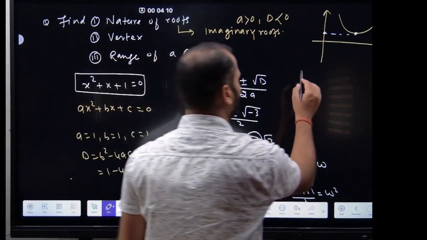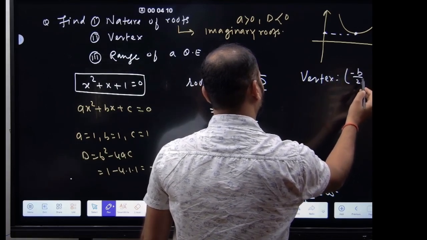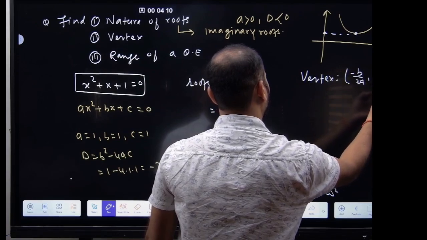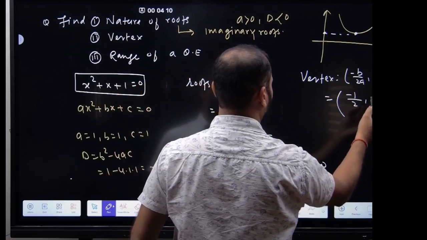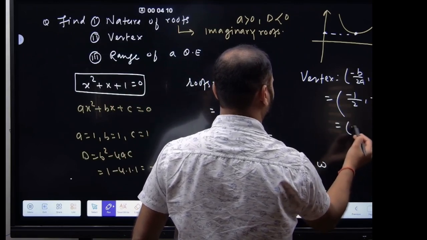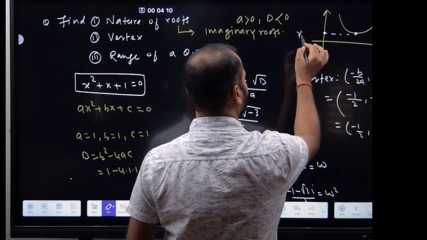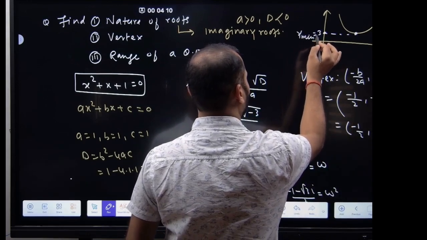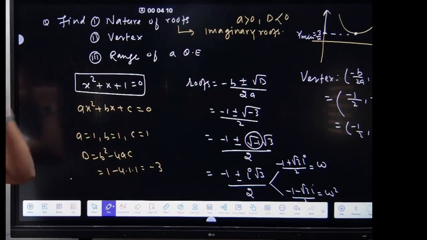Now, how to write the vertex? Vertex will be minus b by 2a comma minus D by 4a. So, how much is it? Minus b, minus 1 by 2, comma minus of minus 3 divided by 4. That is minus 1 comma 3 by 4. The minimum value of y is 3 by 4. All the positive side is the answer. So, the range is 3 by 4 to plus infinity. Is it clear? Any confusion?